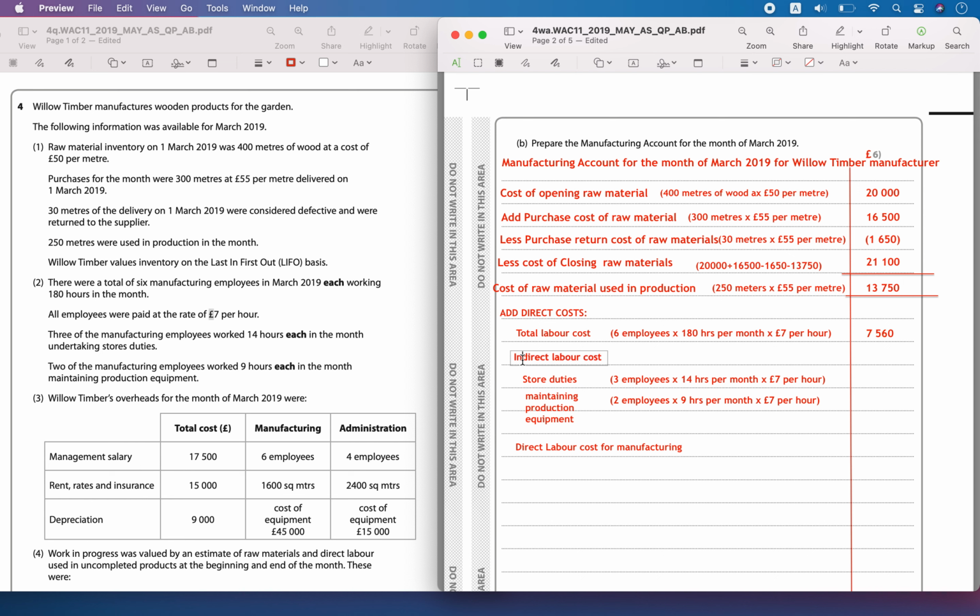Now less the indirect cost. We have to reduce the indirect cost to get the direct labor cost. So what are the indirect labor costs? That is going to be equal to here 3 into 14 into 7, that is 294 pounds, and the other one is going to be equal to 294 pounds.